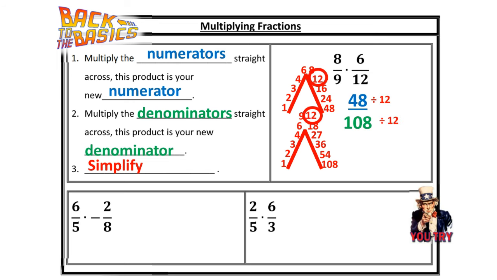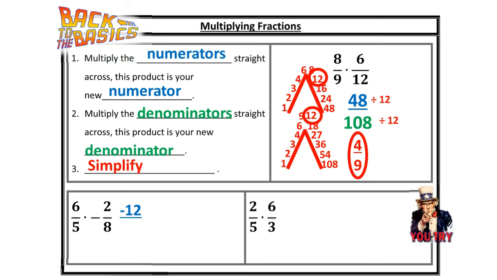I'm going to divide top and bottom by 12. That's going to give me 4/9 as a final answer. Let's try this next one together. I multiply my numerator 6 times -2. Remember, if there's a fraction and a negative out front, I like to apply the negative to the numerator. That way it has a place.